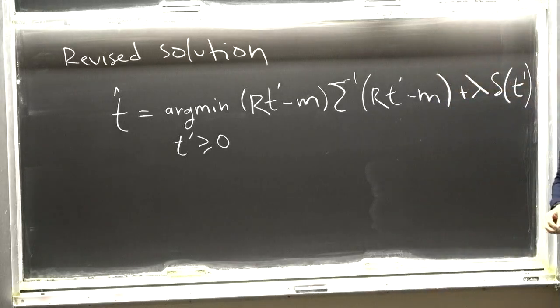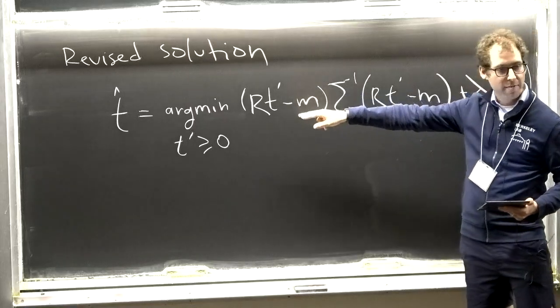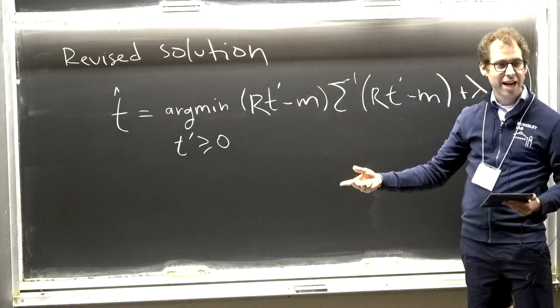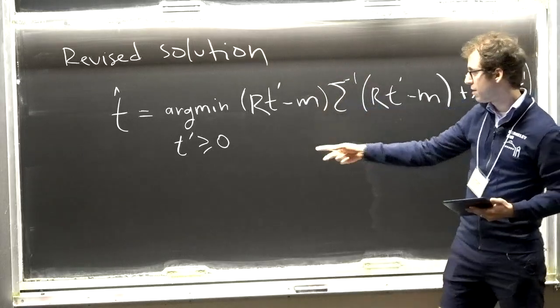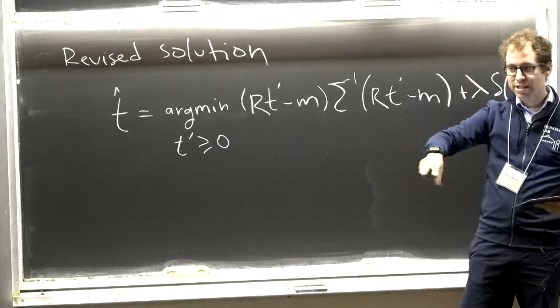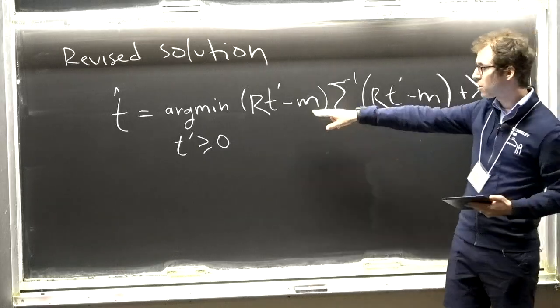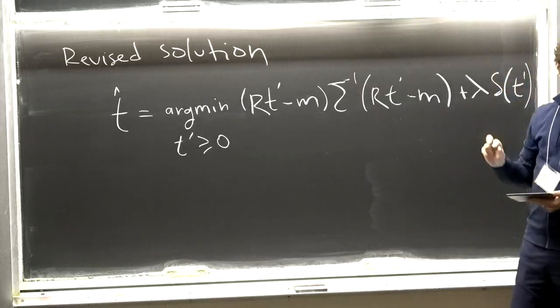Okay, so basically I want to find the t prime that is as close as possible to being the answer to the inverse problem. Here t is a vector, but I'm basically saying, look at all the non-negative t's and find the one that's as close as possible to solving the problem. Except there are two twists.